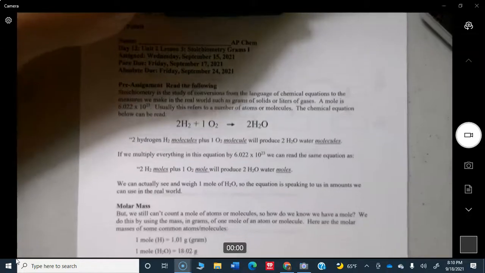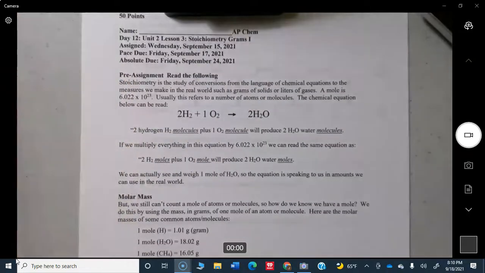And these next two assignments, day 12 as well as day 13, 14, are going to simply deal with two units of measure, grams and moles. So you only have to focus on those two. And I'll show you a graphic organizer that we'll use to help us keep this straight. So your pre-assignment reading was to do this. So let's just go over this.